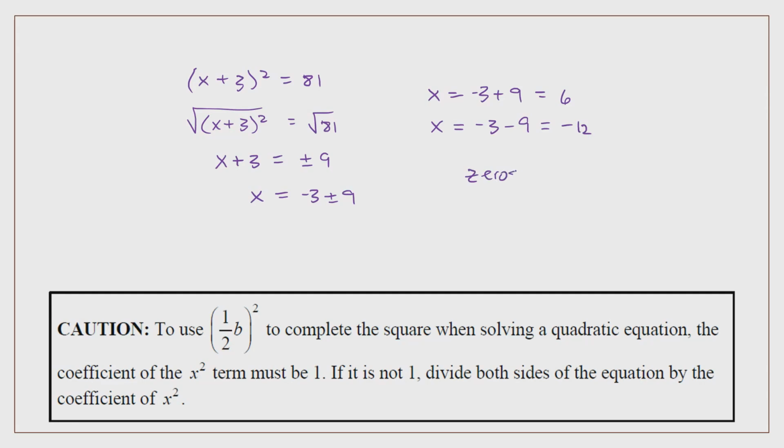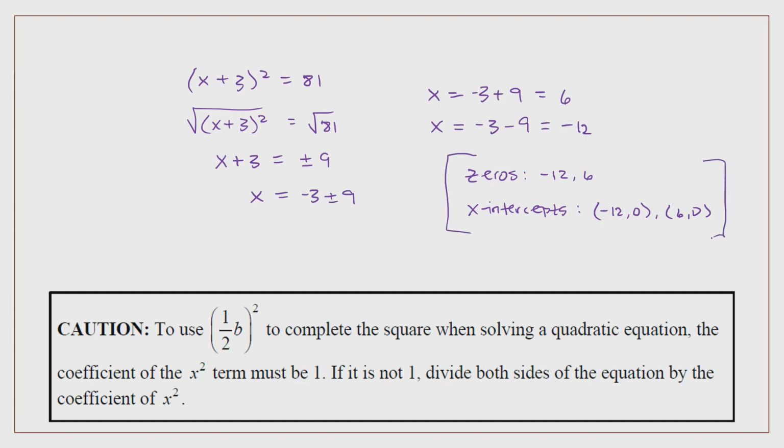So our zeros are the values -12 and 6, and our x-intercepts are the values, or I guess you should say the ordered pairs, (-12, 0) and (6, 0).